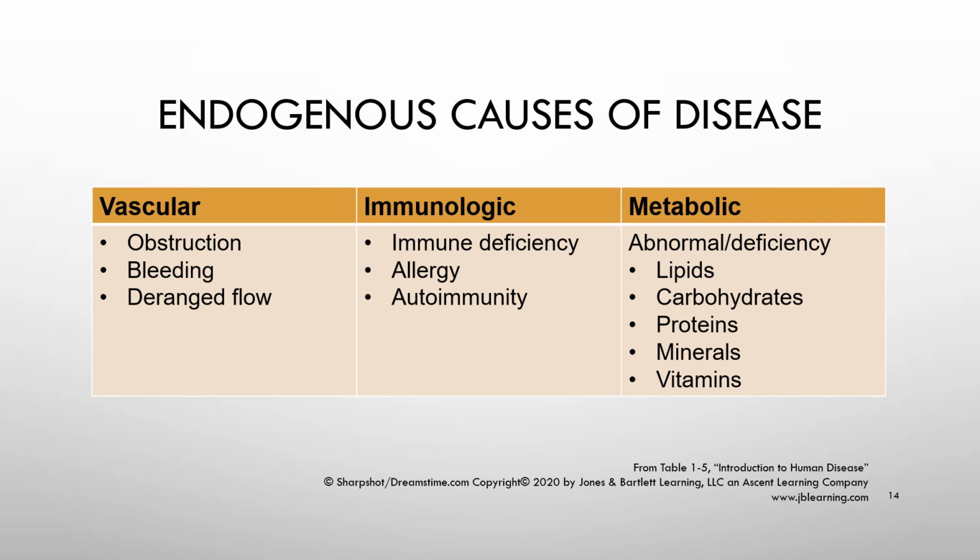Metabolic causes involve abnormalities or deficiencies in substances the body depends on to function. So lipids, carbohydrates, proteins, minerals, and vitamins all have narrow, just right ranges. Too little or too much can disrupt cellular function.